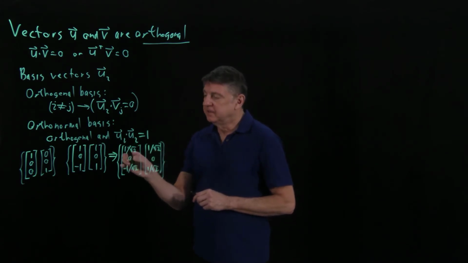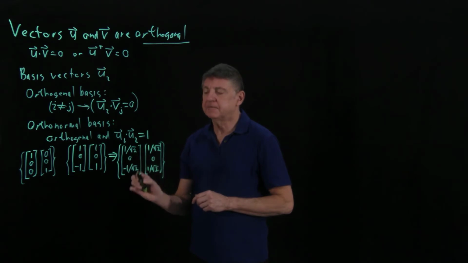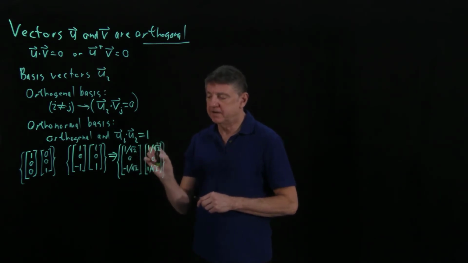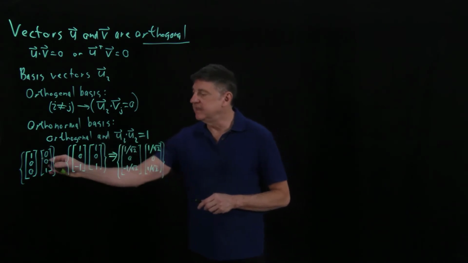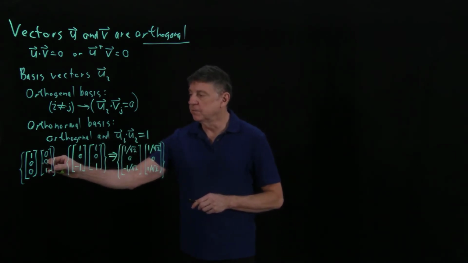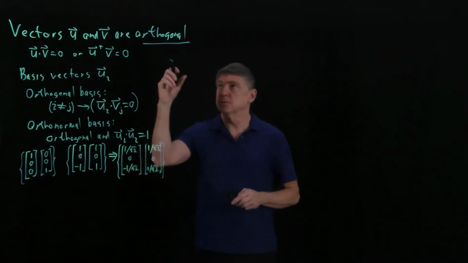And then the dot product of this vector with itself is 1/2 plus 0 plus 1/2, which is 1, and likewise 1/2 plus 0 plus 1/2 is 1. So the first set is an orthonormal basis, the second is an orthogonal basis, and the scaled version is an orthonormal basis.